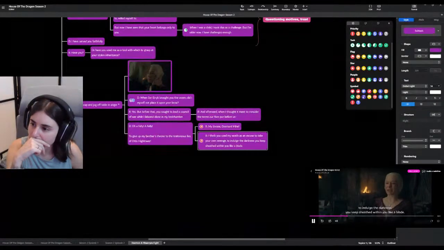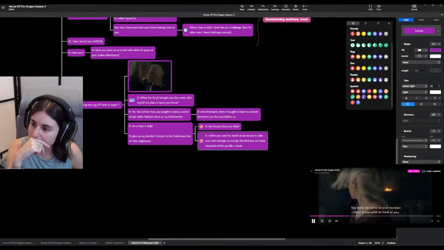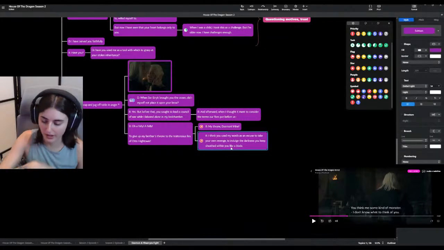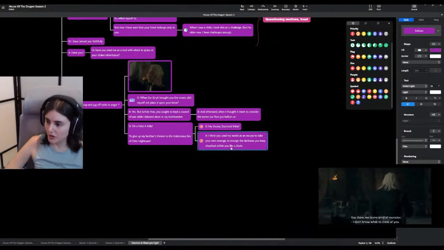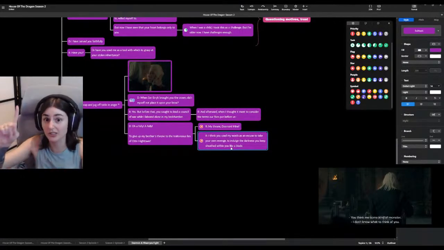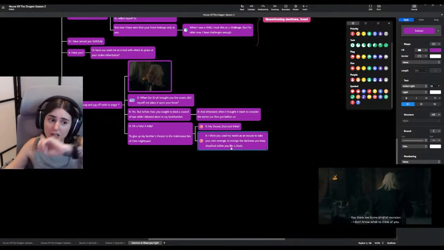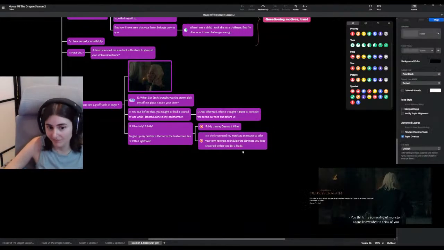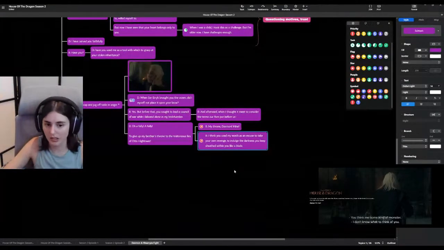"You keep sheathed within you like a blade." "You think me some kind of monster?" "Oh, I don't know what to think." Well, actually, you're the monster. He is the reason she's being called a monster these days. So it's kind of easy for her to call him a monster because he's the cause of it, in her head.